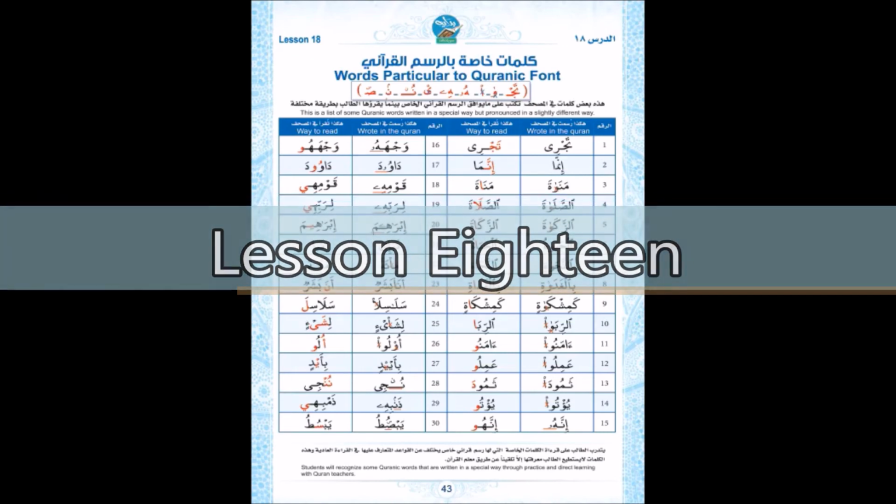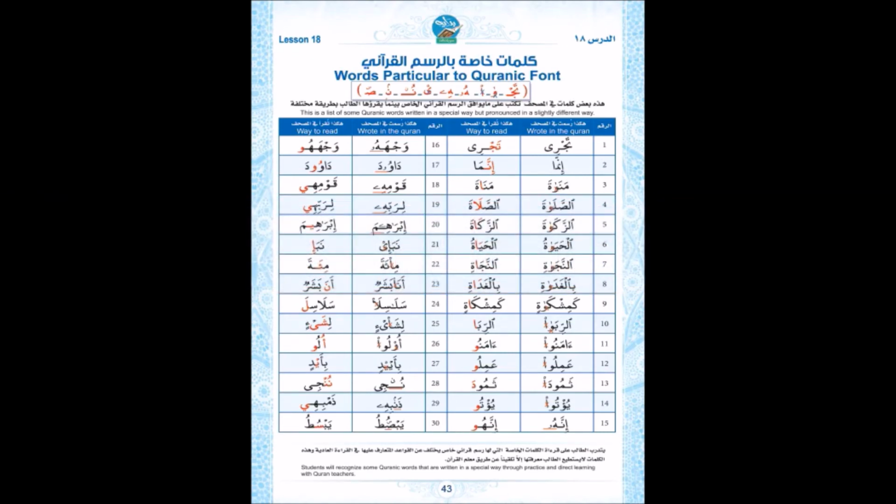Today we have lesson 18, which discusses words particular to the Quranic font. Again, in this lesson we will review the specific symbols and words and special forms of script that you'll find in the Quran according to the Uthmani script. We have two columns for this page.